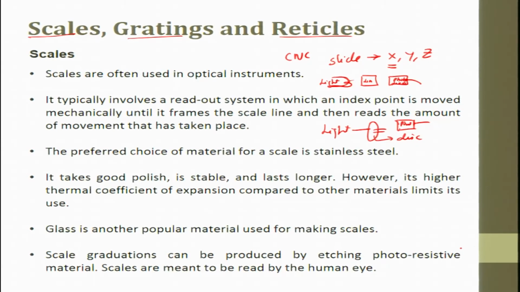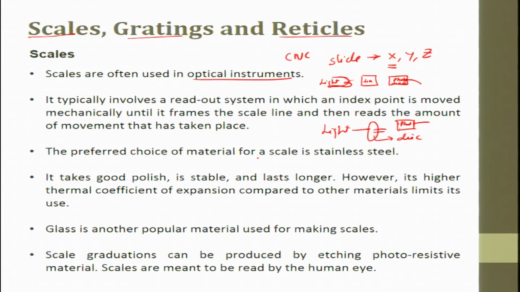These are called the scales. The scales are often used in optical instruments. What is the beauty here? It is non-contact measurement, so there is no wear and tear, and the scales can be made with the finest accuracy. It typically involves a readout system in which an index point is moved mechanically until it frames the scale line, and then reads the amount of movement that has taken place.